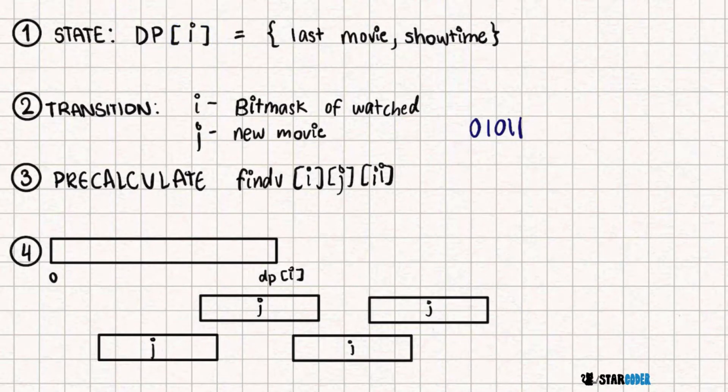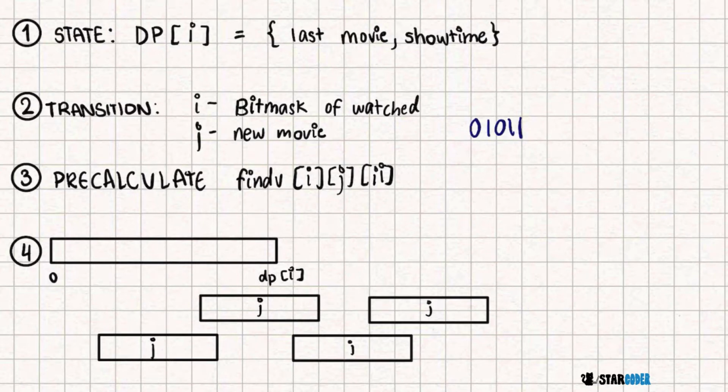We're also going to store two values, the last movie and the showtime. And the reason we're going to do that is in order to run our program faster, we're going to pre-calculate values afterwards. So in our transition, we're going to loop through all values of I, so all values in the state from 0 to 2 to the power of n. And then we're also going to loop through all of the movies from 0 to n.